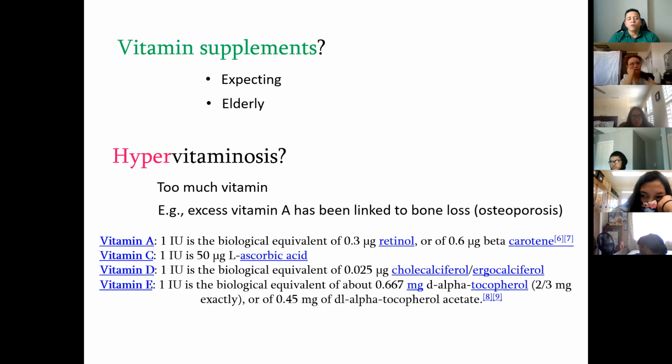And especially the elderly, you need to be careful with vitamin A, because the elderly in general, especially older women after menopause, have more propensity for osteoporosis, for bone loss. And if you're over-intaking vitamin A, that is going to exacerbate that osteoporosis, okay? So you still should stay within the recommended amount of vitamin.